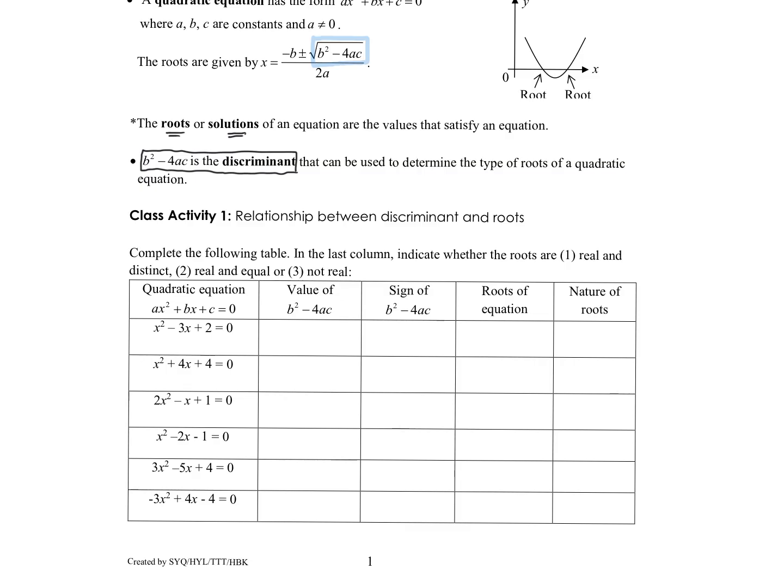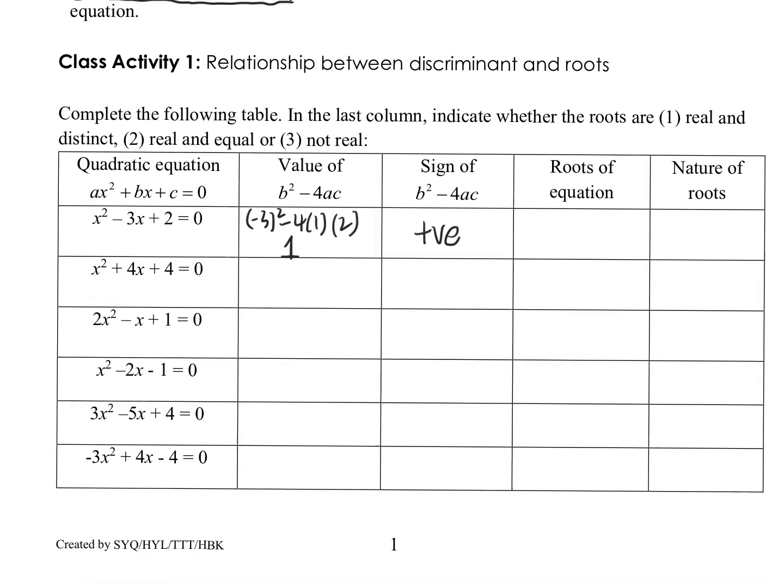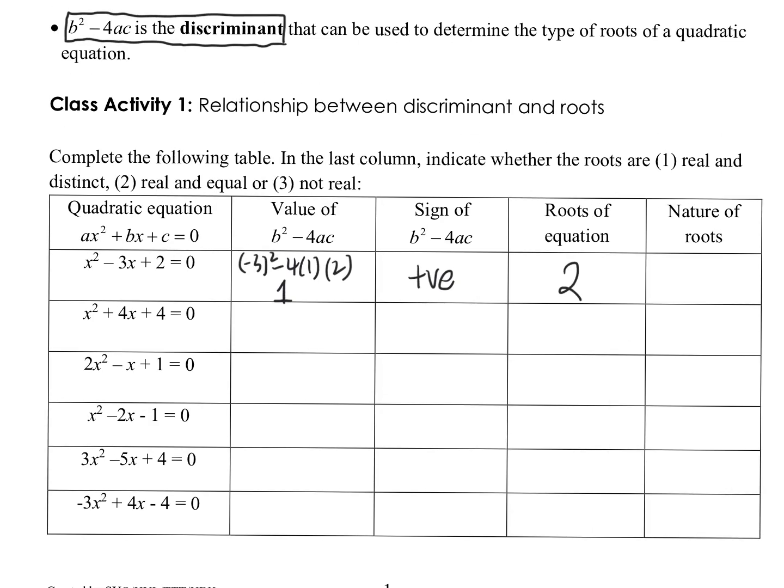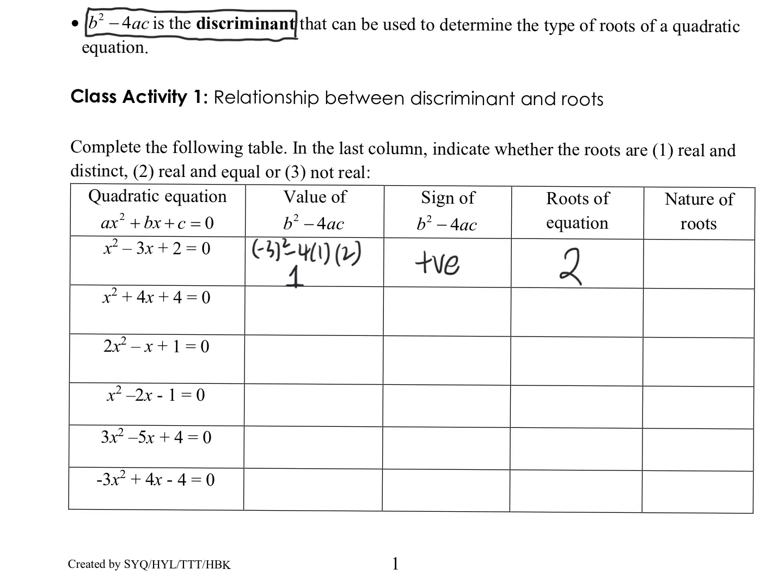Let's calculate the b square minus 4ac very quickly. What is it? 9 minus 8, so 1. So it is positive. When discriminant is positive, how many roots do you have? 2. What is the nature of this root? Is it minimum or maximum? Look at your A. Your A is 1, is positive, so minimum. All these are just recap.